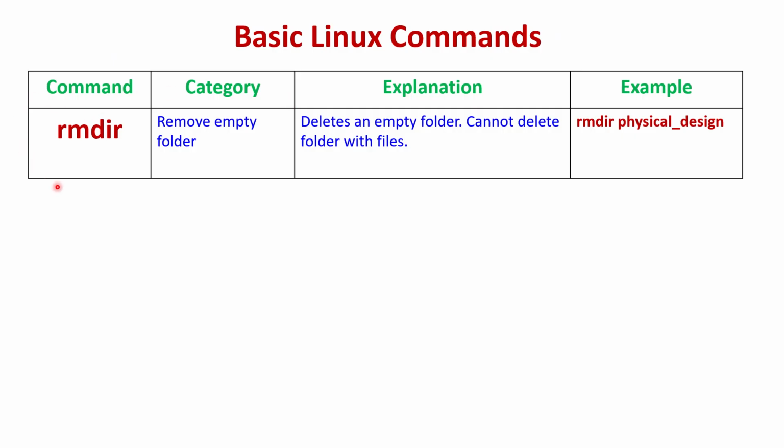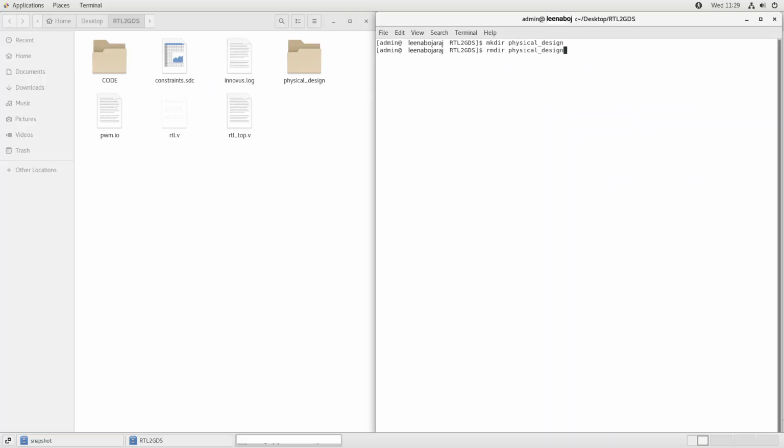Next, I want to remove the empty folder. So I am going to use the rmdir command to remove the empty folder. Look here, in the terminal, the rmdir command is used and we are going to give the name of the folder which we want to delete and we are going to press the enter key. After pressing the enter, you can see on the left hand side, the physical design folder got deleted.